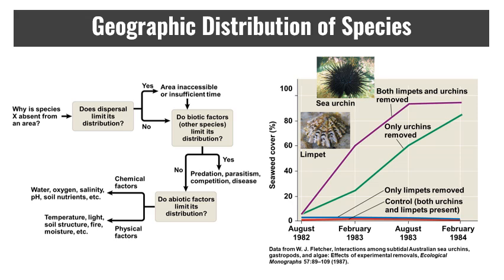So if they give you some sort of graphic representation like the one on the right, what's most likely going to be leading to the biggest impact? Well, urchins. We can see that removing the limpets and the urchins is the best, but removing just the limpets had almost no impact. It's the urchins that had the major impact there.